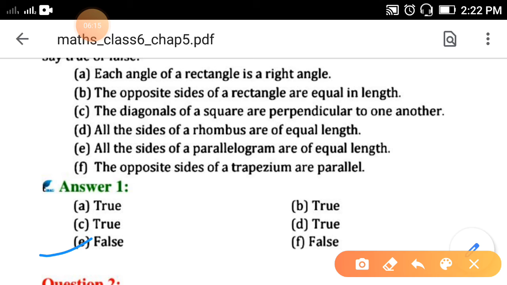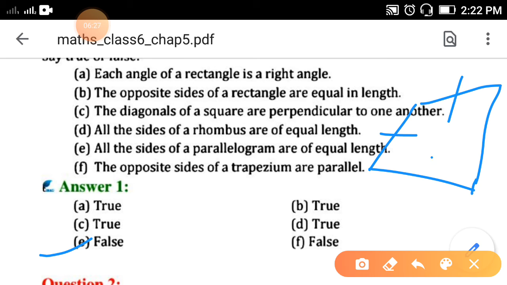Next, F. The opposite sides of a trapezium are parallel. Trapezium, it is one kind of random quadrilateral. This way it has been drawn. So, it is not compulsory that opposite sides of a trapezium are parallel. When any sides are not parallel to each other, then it is known as a trapezium.